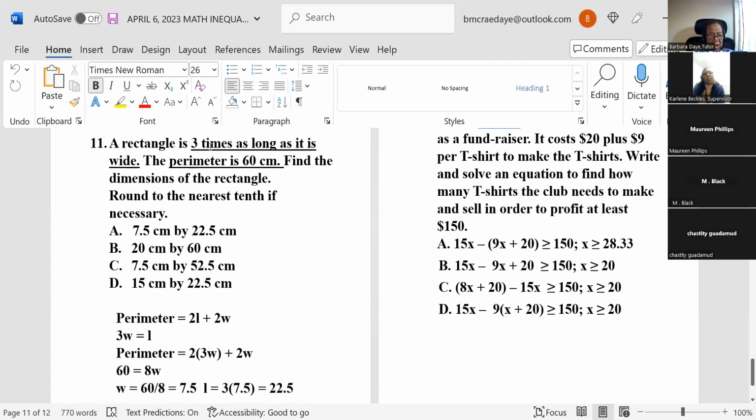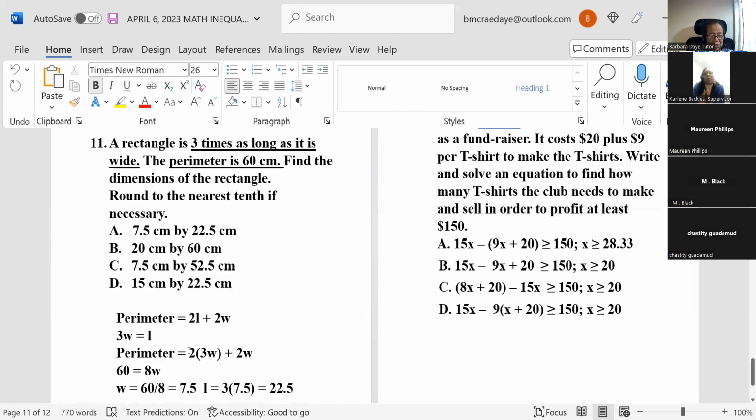Because it says the rectangle is 3 times as long as it is wide. So that means 3 widths make up the length. So that's why we multiply the 3 by the width. 6 is the perimeter. 2 lengths plus 2 widths is the perimeter. But the length is 3 widths, so we put that 3W in for the length. So we're just working with W.